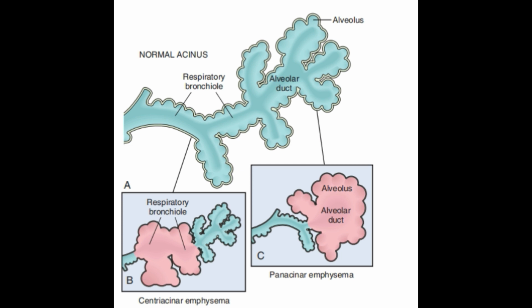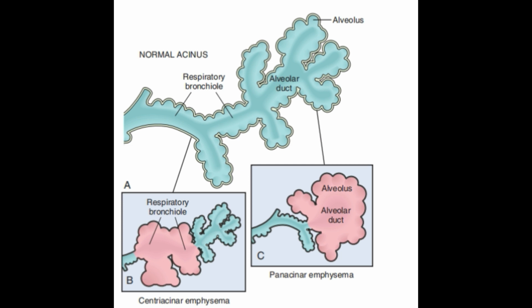But when severity increases, the distal part also gets involved, and thus the differentiation from panacinar emphysema becomes difficult. Panacinar means what? The whole acini are involved, which means the whole lobe gets involved. This type of emphysema is the most common in cigarette smokers, often in association with chronic bronchitis. When chronic bronchitis and emphysema are both present, we term it COPD.